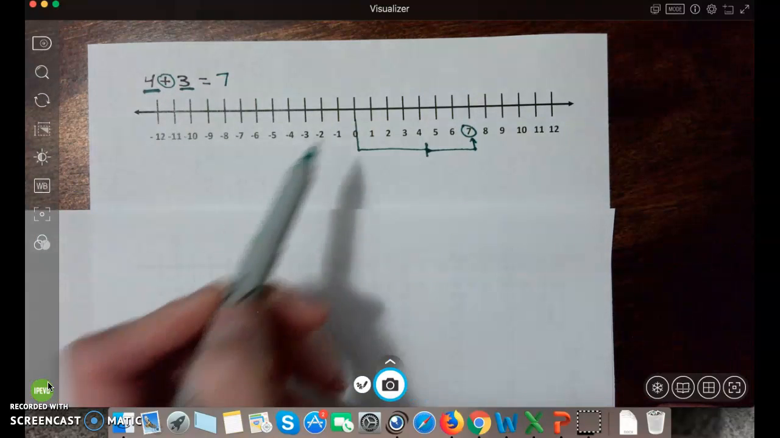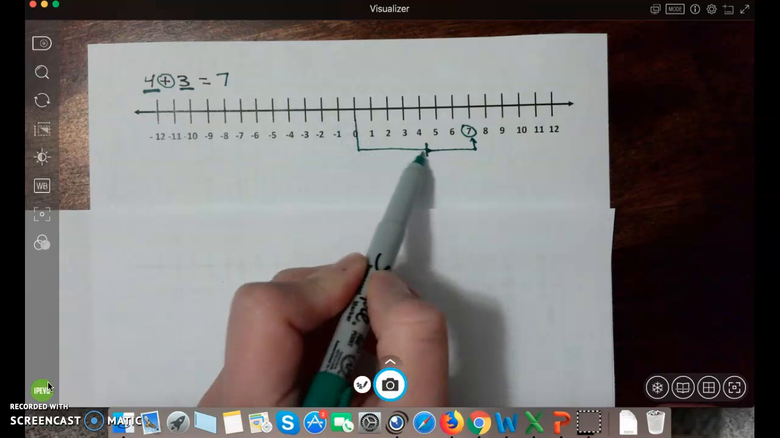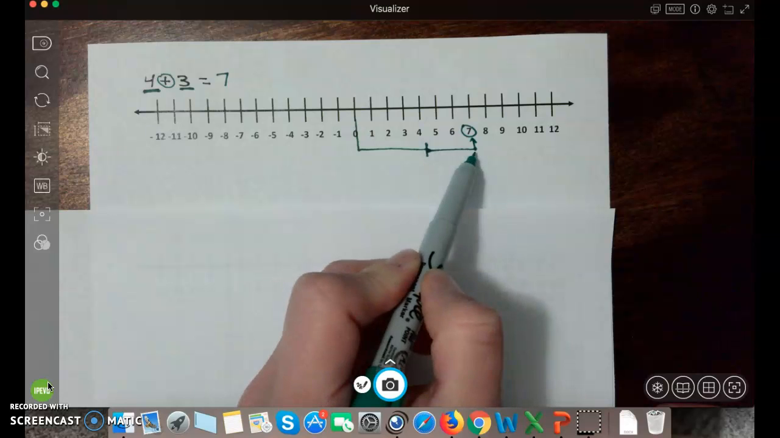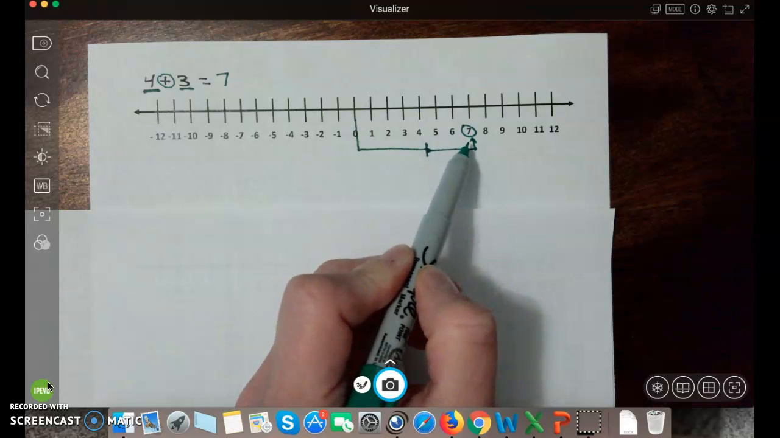So using a number line, a positive number means move right. Adding it to another positive number means move right again. And where we land will be our answer.